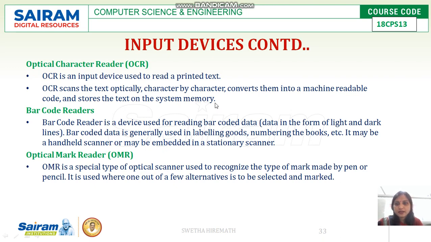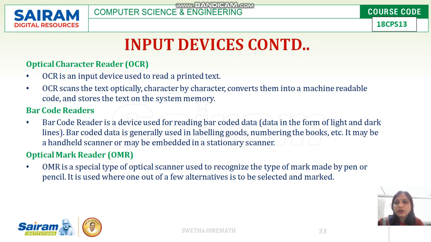Optical character reader is an input device which is used to read printed text. Whatever printed text is available will be read and converted into machine readable code, and that text will also be stored in the memory unit of a computer system.